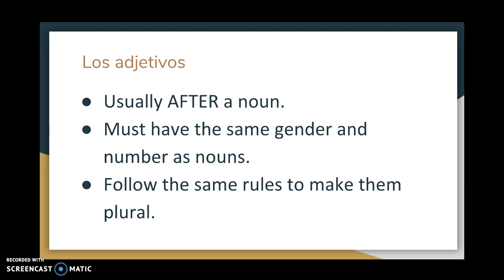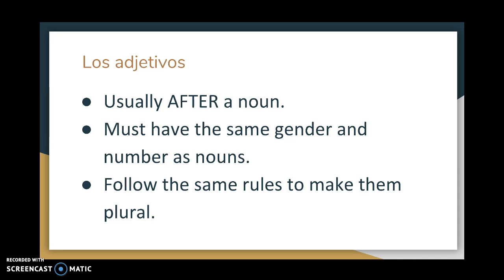Adjectives also, just like articles, have to have the same gender and number as the nouns they describe. And you also follow the same rules that you use to make nouns plural. So if an adjective ends with a vowel, A, E, I, O, or U, just add the letter S to make it plural. If it ends with a consonant, add the letters ES to make it plural.